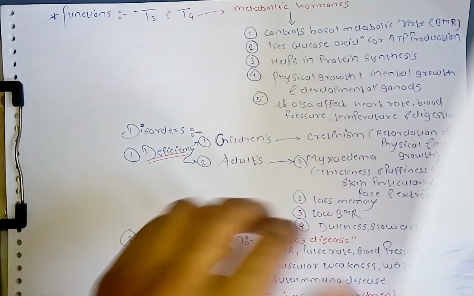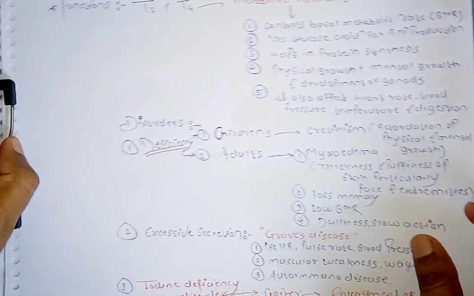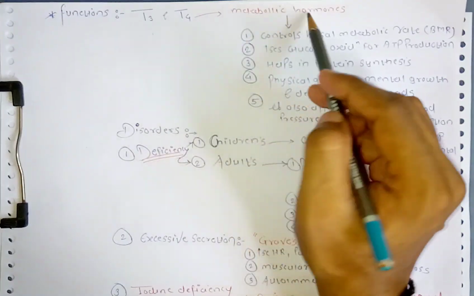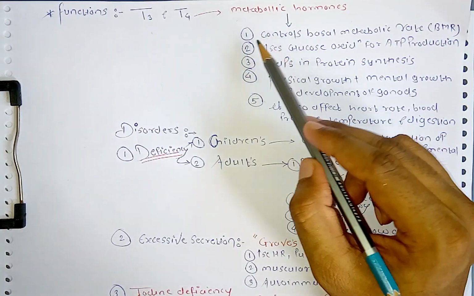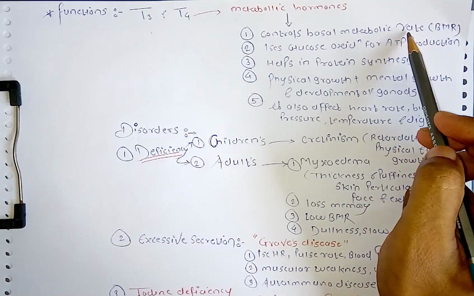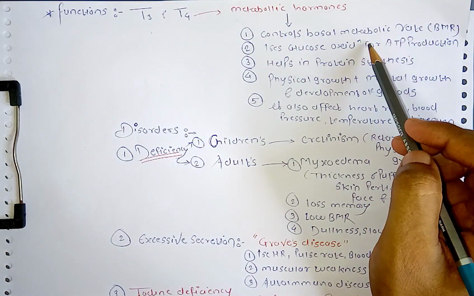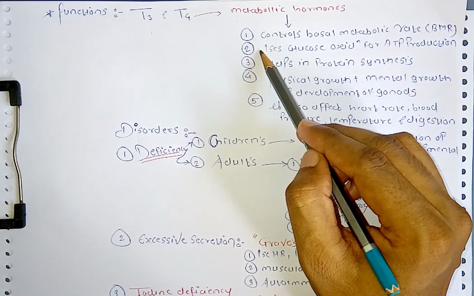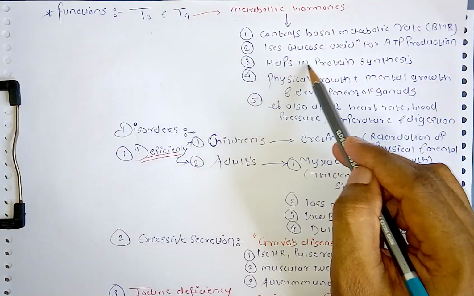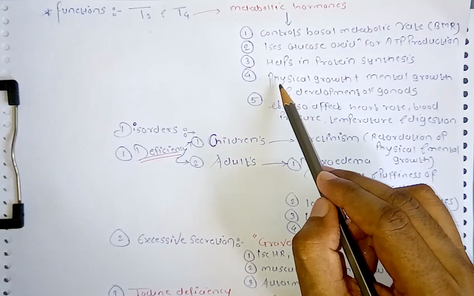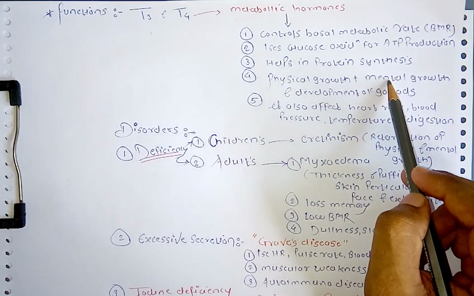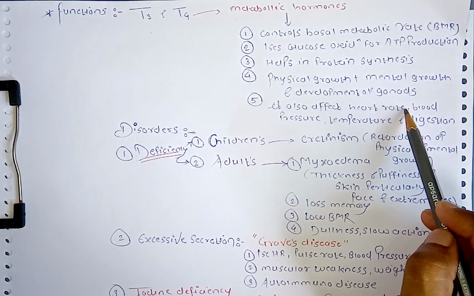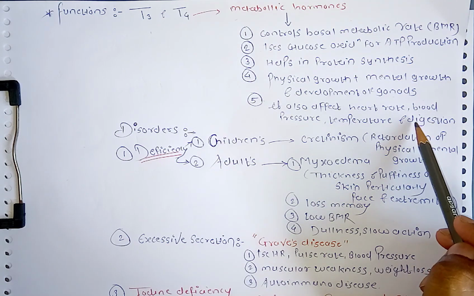Let's see its function. T3 and T4 are mainly metabolic hormones. There are 5 functions. First, it controls basal metabolic rate, that is energy consumption at rest. Next is increased glucose oxidation for ATP production. This process mainly completes via glycolysis. Next is helping in protein synthesis. Fourth, it helps in physical growth, mental growth, and development of gonads. And the last function is it also affects heart rate, blood pressure, temperature, and digestion.